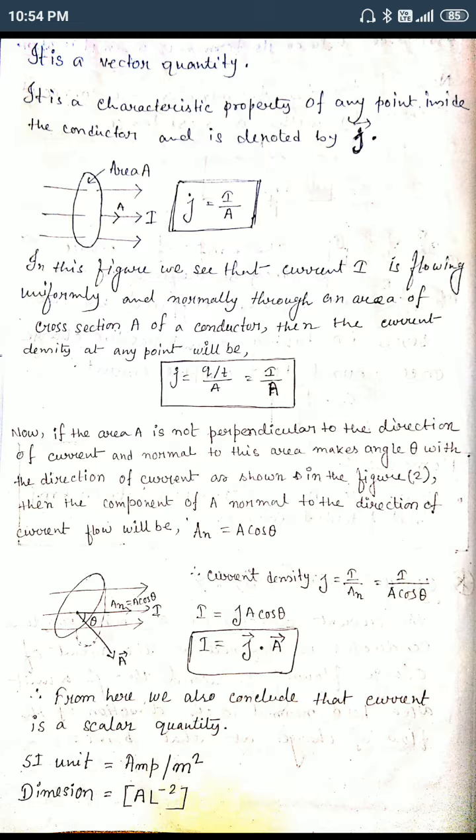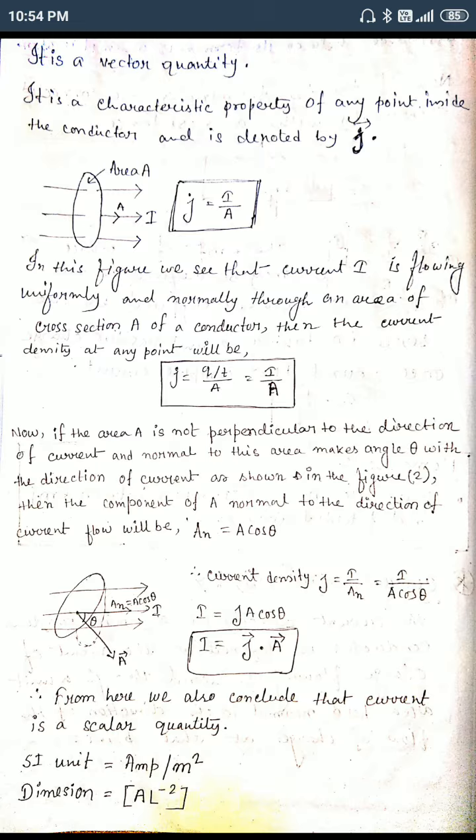It is defined as the charge flowing per second through a unit area which is held normally to the direction of the flow of electric charges, and is called current density. It is a vector quantity denoted by small j, which equals q by t divided by A. Since q by t gives us current, j equals I by A.